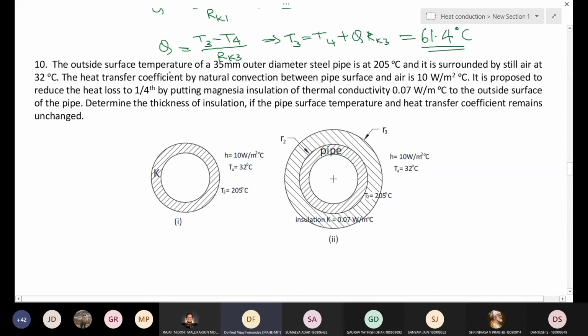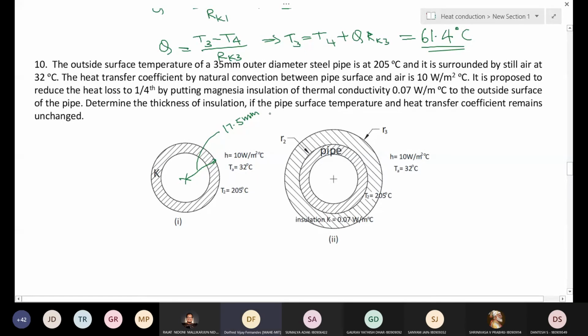Okay. So the outside surface temperature of a 35 millimeter outer diameter steel pipe is 205 degrees centigrade. So we have a steel pipe whose outside surface temperature is given and outer diameter is also given. 35 millimeter is the outer diameter. You know that we use radius, but the questions usually give the diameter. So first you do that. Okay, outer radius here is 17.5 millimeter.